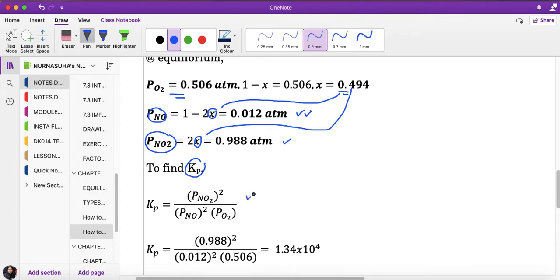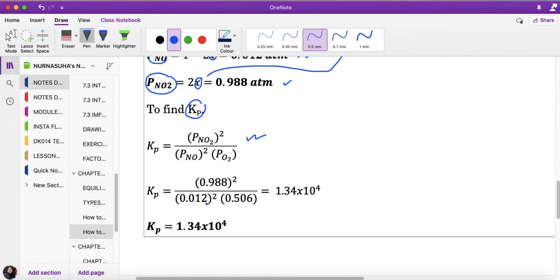So first tulis dulu formula. Produk bahagi dengan reactant. So yang ni Miss explain kenapa. So now you key in all the value. Masukkan je. Jangan lupa kuasa 2 ni. So you should get Kp sama dengan 1.34 exponent 4. Again, without unit.